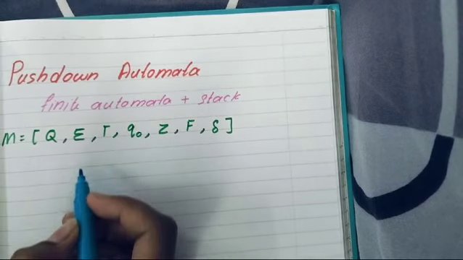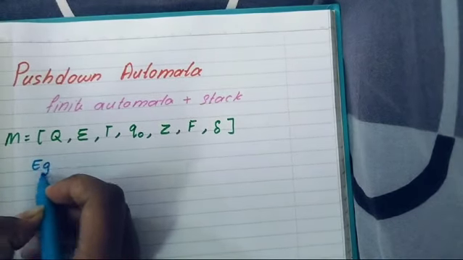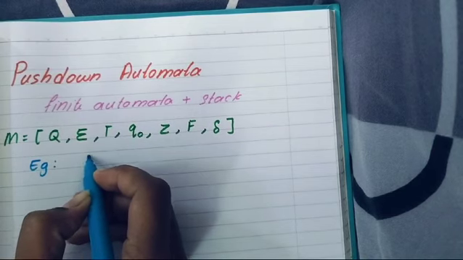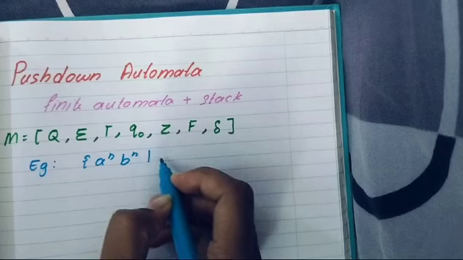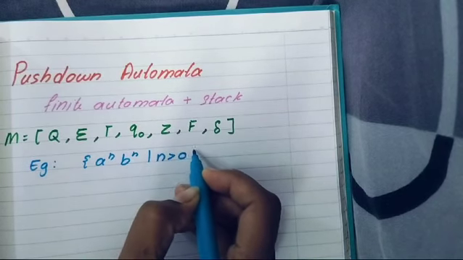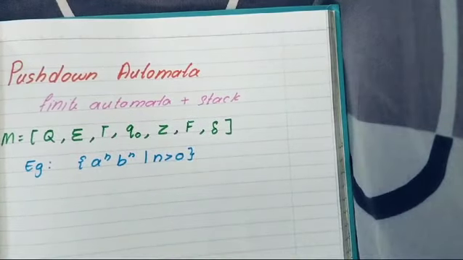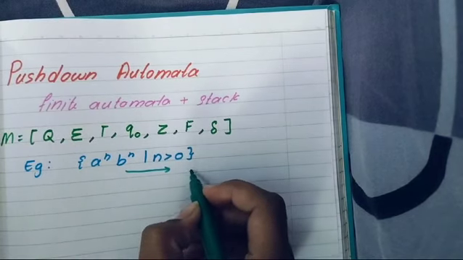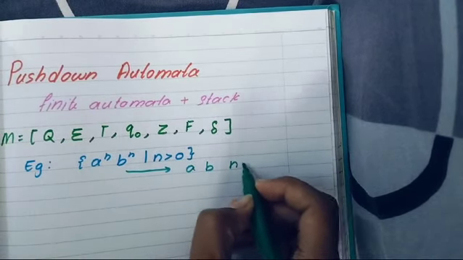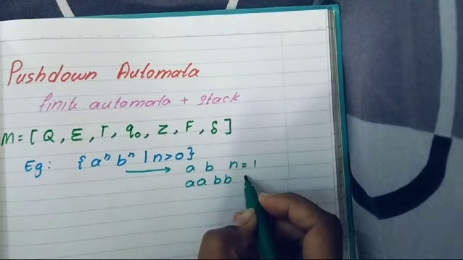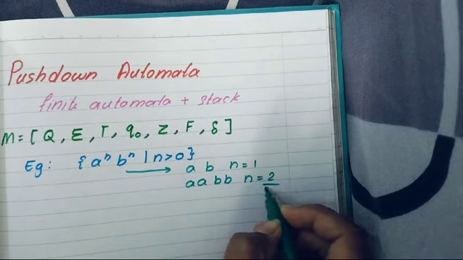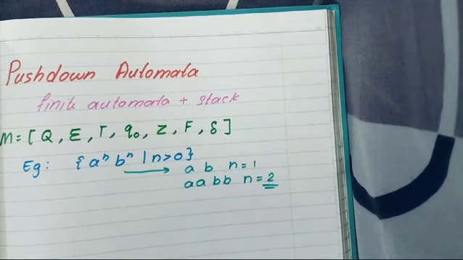Now let's see an example to know how a pushdown automaton is used. We take a to the power of n, b to the power of n, where n is greater than 0. This can be written as AB if n is equal to 1 or AABB if n is equal to 2. To proceed, we will take n equal to 2.